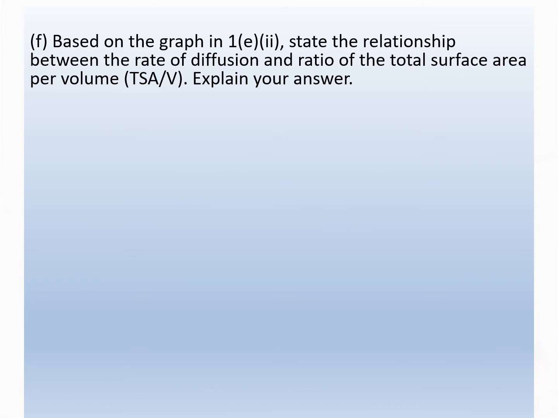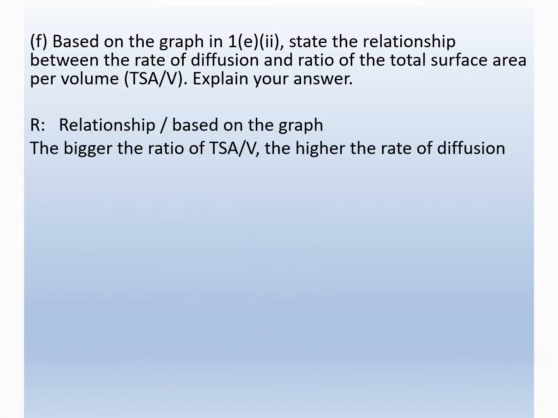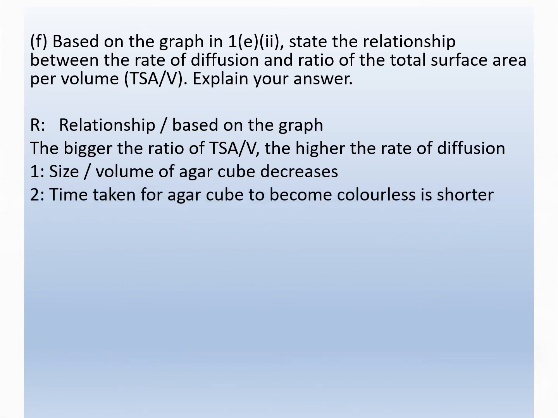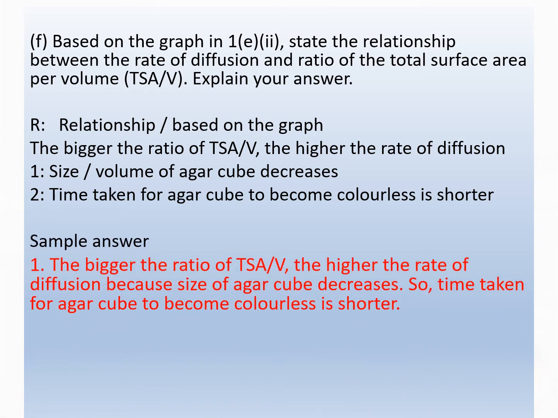F. Based on the graph in 1E2, state the relationship between the rate of diffusion and the ratio of the total surface area per volume. Explain your answer. So the relationship based on the graph is 1 mark: the bigger the ratio of the total surface area per volume, the higher the rate of diffusion. This is based on the graph. And then give the reason: size or volume of agar decreases, and the time taken for the agar cube to become colorless is shorter. So this is the simple answer.